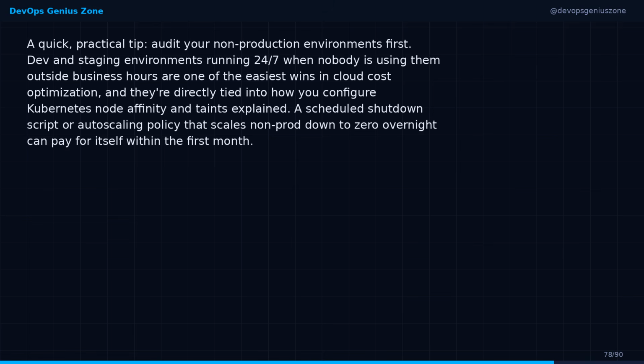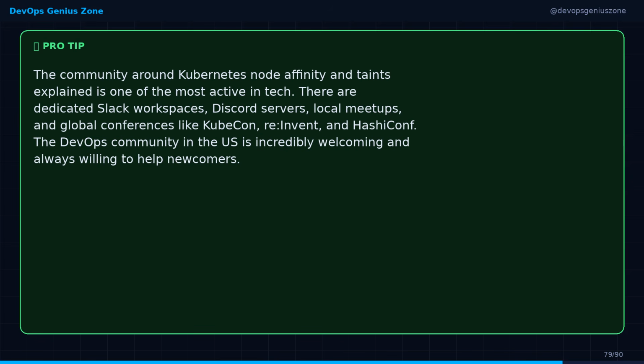A quick, practical tip: audit your non-production environments first. Dev and staging environments running 24/7 when nobody is using them outside business hours are one of the easiest wins in cloud cost optimization, and they're directly tied into how you configure Kubernetes node affinity and taints explained. A scheduled shutdown script or autoscaling policy that scales non-prod down to zero overnight can pay for itself within the first month.